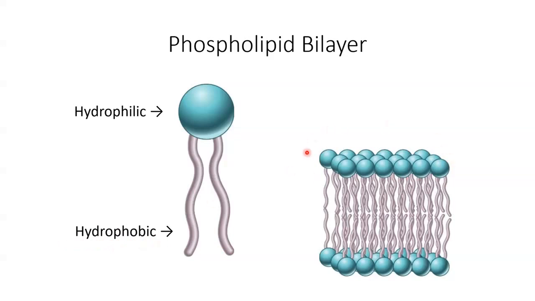These hydrophilic heads will orientate themselves on the outside of the plasma membrane so that they face the watery cytosol on the inside of the cell and then the watery extracellular fluid on the outside of the cell. The hydrophobic fatty acid tails will point inwards so that they're away from the water on either side of that membrane.